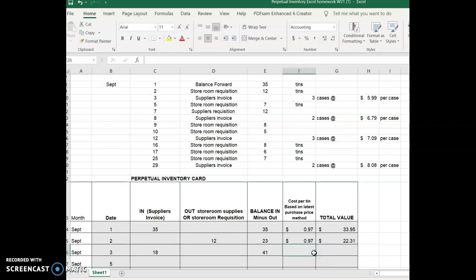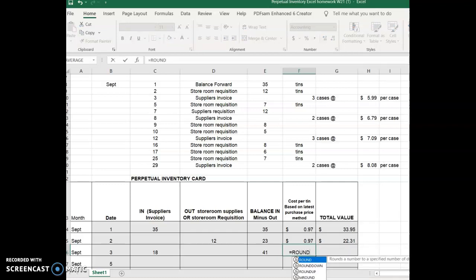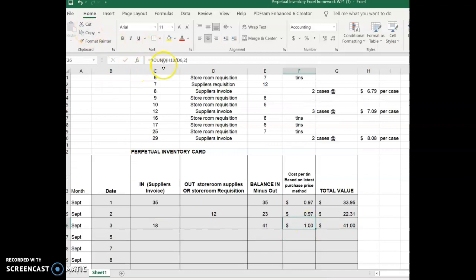So then again, you want to do equals, always equals round. And again, just showing you up here, it'll also show your formula. I just did round instead of roundup just to show you that you'll still get the same value.